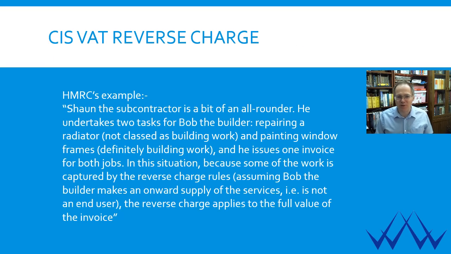HMRC give the example of Sean, the subcontractor, who's an all-rounder, and he does two things for Bob the builder. He repairs a radiator, which isn't building work, and he paints window frames, which is building work. And then he issues an invoice for one job. Now, if this was CIS, then you would perhaps have income tax deducted from the work for painting the window frames, but not for repairing the radiator. But HMRC say that because he's issuing one invoice to the same person, and it's one contract, the reverse charge rules apply to the entire item and not just the building work.